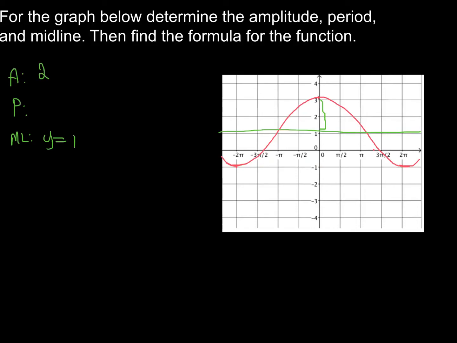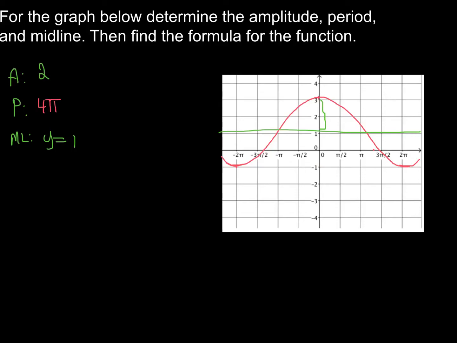And now the period. So remember, the period is the distance between consecutive maximum points. Well, I don't have 2 maximum points here, but I do have 2 minimum points. And since we're working with a unit circle, the minimum points are always just as far away as the maximum points. So I can look to the minimum points here and see that my period is 4 pi.